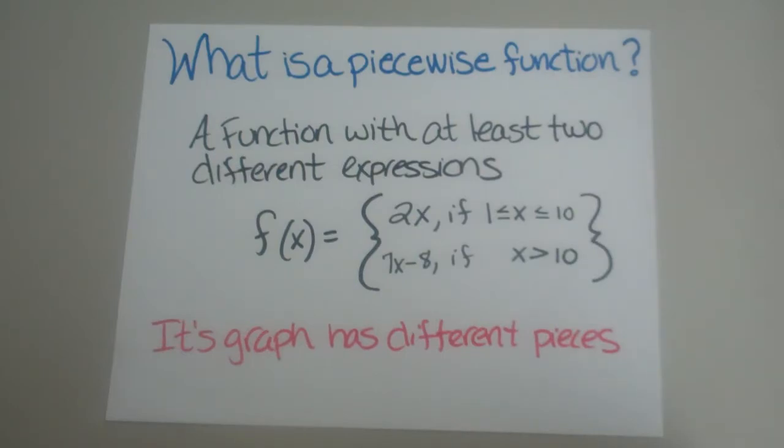It's a function with at least two different expressions, which you see here in our example, and its graph has different pieces. That's why we call it a piecewise function. So this function, f of x, is going to be 2x if x is between 1 and 10, or the other piece, the other different expression, is 7x if your x is greater than 10. So depending on your domain, depending on your x value, you pick which piece you're going to be using.